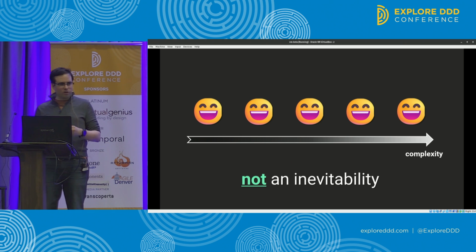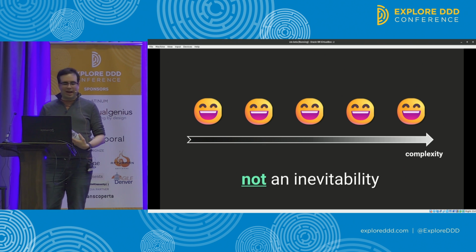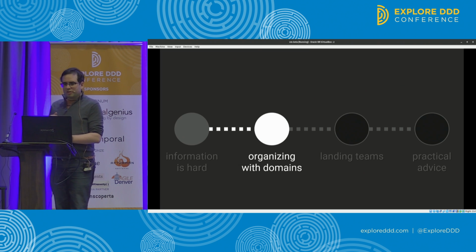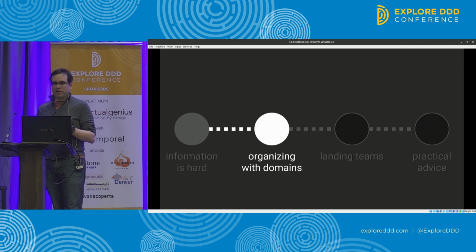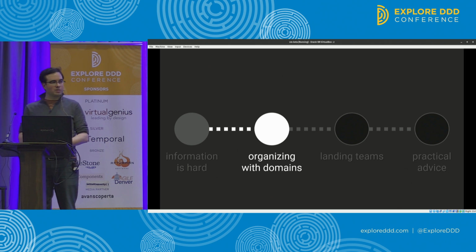So I'm here to tell you that the earlier picture is not an inevitability. You can have managed complexity that helps your business, is understandable by teams, and helps you keep growing without making you want to pull your hair out. So these challenges are not easy to overcome, but they are absolutely addressable. So what's the secret sauce to tackling information complexity? Well, I might be giving this away, given the title of the talk and the fact that we're at a domain-driven design conference, but one answer is domain-driven design.